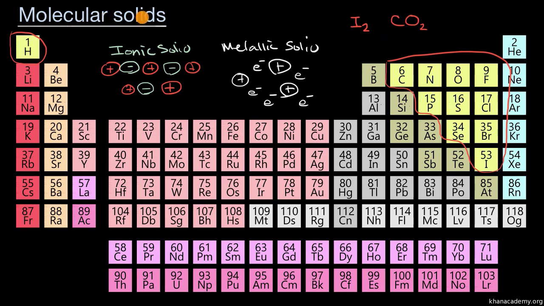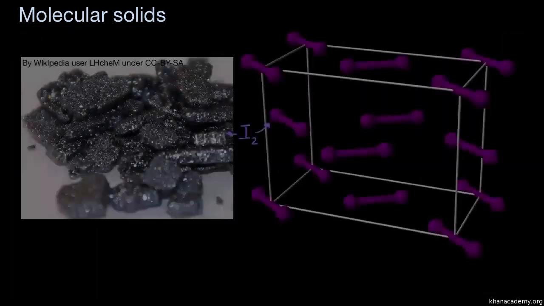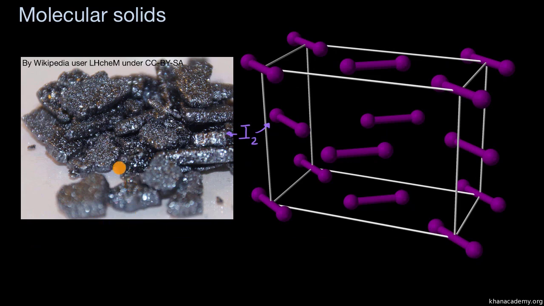Now, when we're talking about molecular solids, we're talking about putting a bunch of these together. So let's say putting a bunch of iodine molecules together, and the intermolecular forces at a sufficiently low temperature are sufficient to hold together those molecules as a solid. So what do I mean by that? Let's look at a few examples. This right over here is a picture of solid iodine. And the way it's made up is you have these iodine molecules. Each of these iodine molecules is formed by a covalent bond between two iodine atoms.